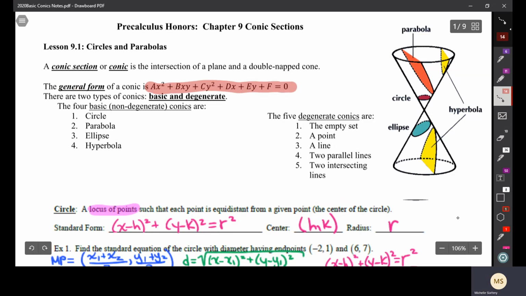Here we have this equation, ax squared plus bxy plus cy squared plus dx plus ey plus f equals 0. Now, the majority of what we're going to be working with is going to have the b be 0, and therefore that term will be eliminated. In section 9.4, we're going to see a bxy term that's not eliminated, and that's going to actually end up causing our conic to rotate. So let's see what you guys have for circles.